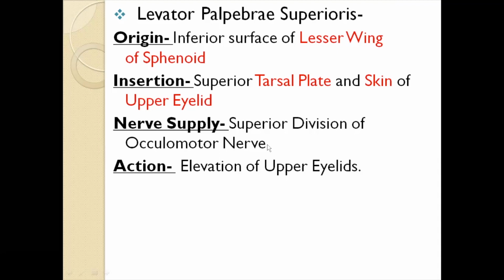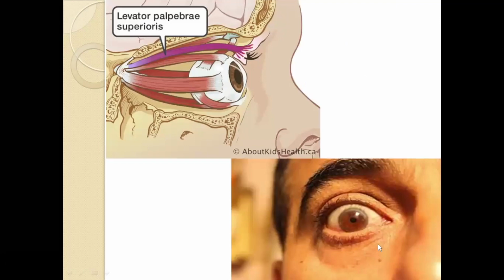Now, what is the action? The action is elevation of the upper eyelids. You can appreciate it from the diagram. The upper eyelid is being elevated. So the elevation of the upper eyelid is done by the levator palpebrae superioris.